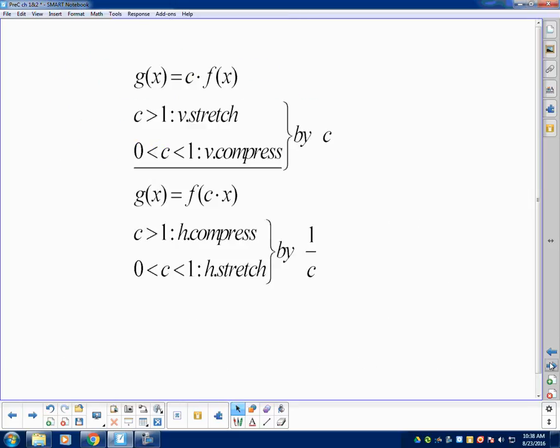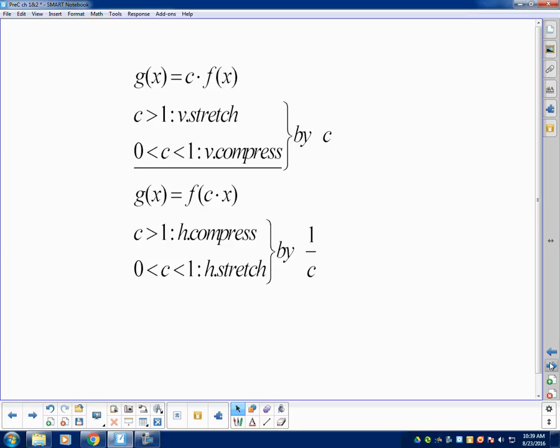All right, we're going to look at some stretching and compressing rules here. It says g of x equals c times f of x. If c, that number in front of the function, is strictly greater than 1, you have a vertical stretch by c. If c is between 0 and 1, still positive, but a fractional value, you have a vertical compression by c.